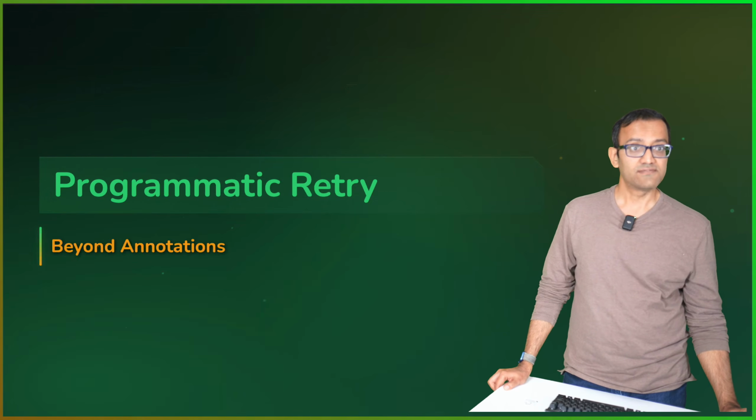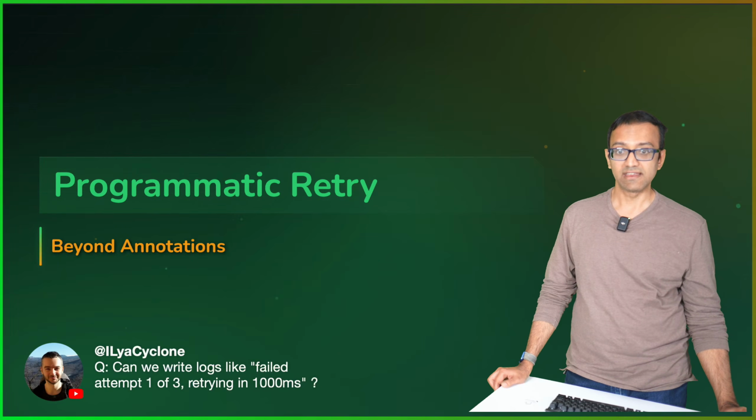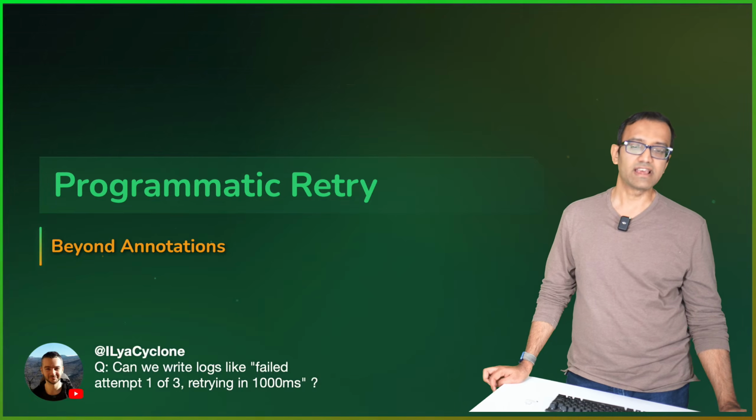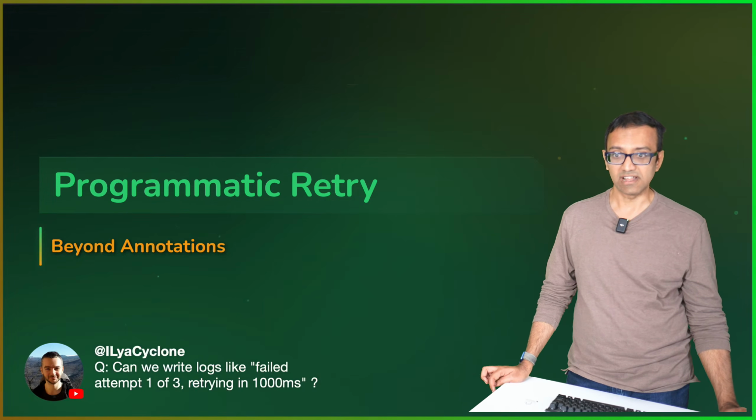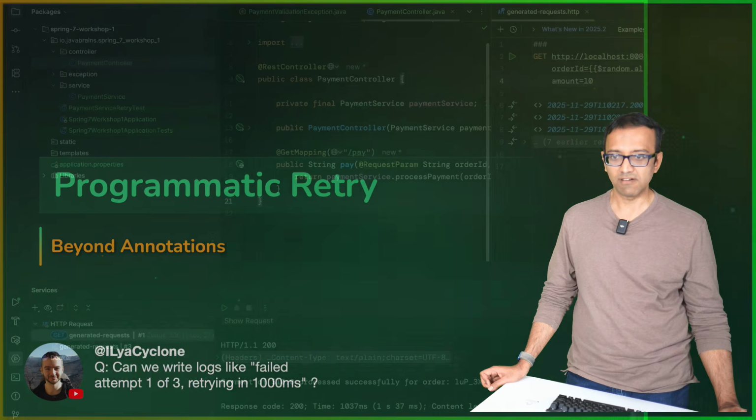Can we write logs with the failed attempt, like attempt 1 out of 3, retrying in 1 second? You can log the failed attempt by managing the state yourself, but how many times it retries, you're going to have to manage yourself too. I don't think there's a Spring way of doing it. Let me show you how I'm doing it.